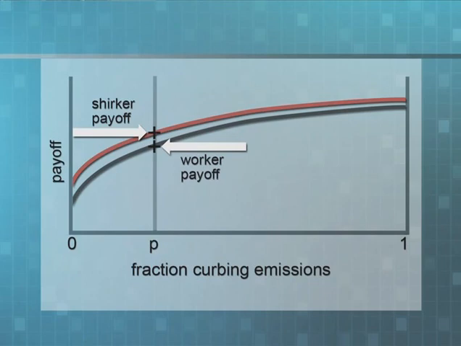At the value of P shown, the shirker gets more than the worker. In fact, in this particular picture, the shirker always gets a better payoff than the worker for any P. Hardly surprising. After all, the problem caused by air pollution is the same for everybody. But the worker has the extra expense and inconvenience of curbing his or her own emissions. This gives the worker a lower payoff.